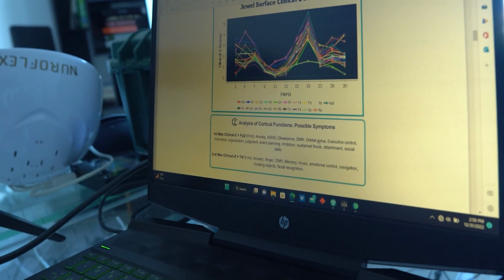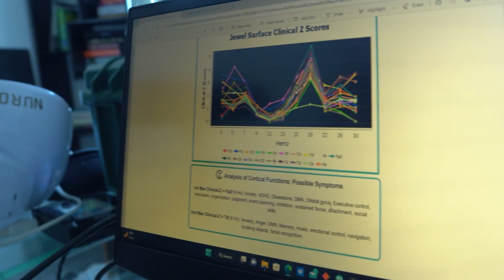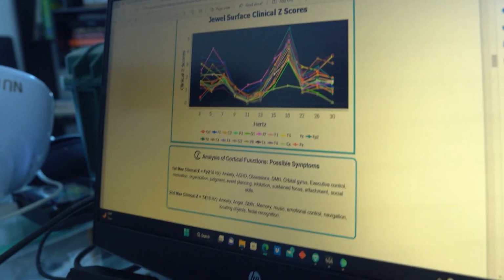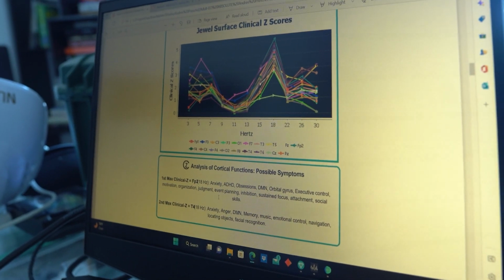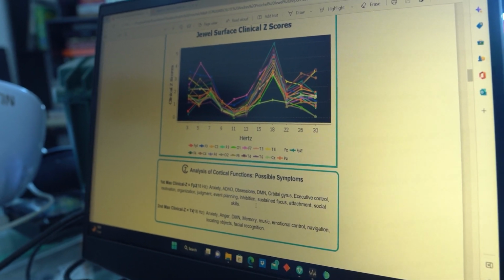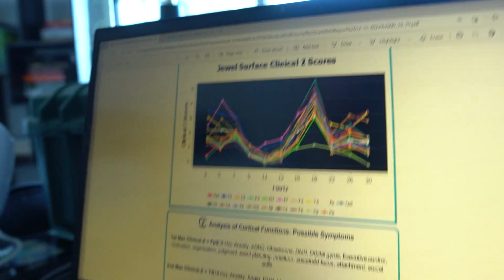There's an area of the brain called the orbital gyrus that lies there that's very involved in executive control, motivation, organization, judgment, inhibition, sustained focus, attachment, along with social skills. So basically, based on the brain activity that you see and this chart, these are likely the symptoms I'm dealing with and what we can address through training.